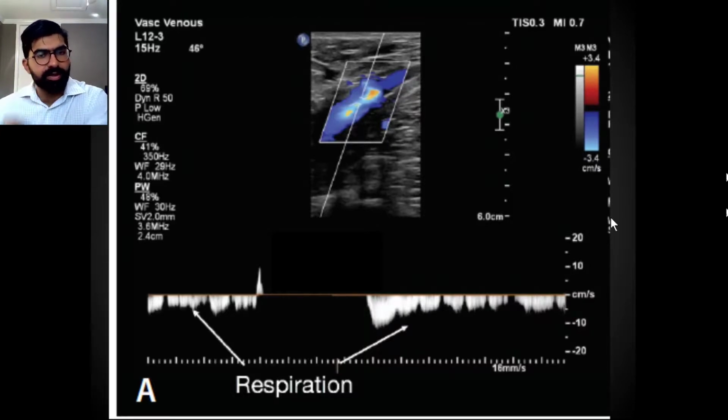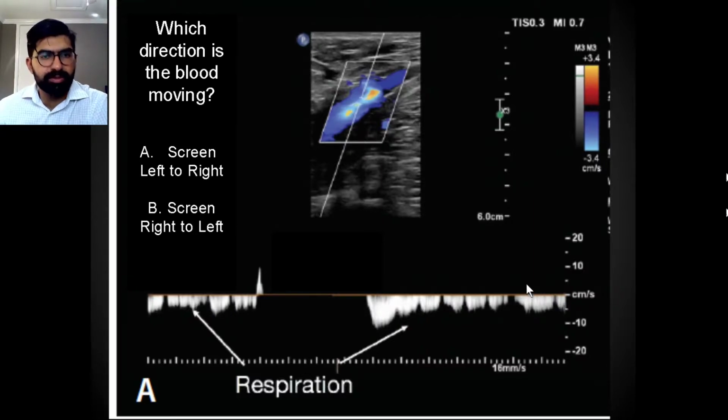Okay? So take a look at this particular image. We see some of the respiratory variation, but I have a very specific question for you. Which direction is the blood moving? So again, this is a venous study. Which direction is the blood moving? And I'll give you guys about 5-10 seconds to figure this out. Right. So again, pretty easy for the ones that were paying attention earlier: it is screen right to screen left.